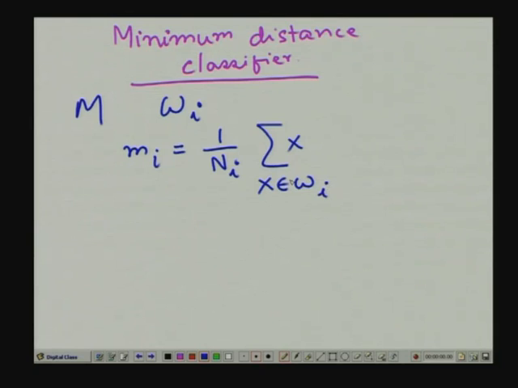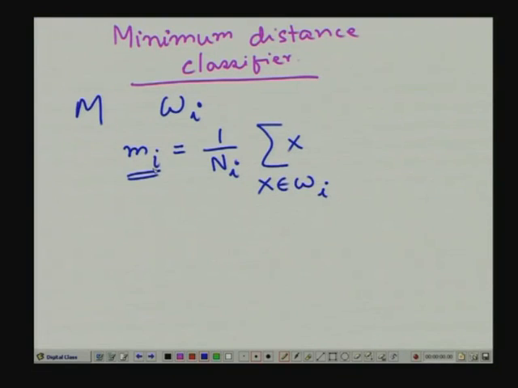class omega i. So, I have ni number of feature vectors of the objects belonging to class omega i. If I take the mean of all those feature vectors, then the mean vector, that is mi, is a representative of class omega i. I do this for each and every class. So, when I have capital M number of classes, I will have capital M number of such representative mean vectors, and these are the representatives of different classes.